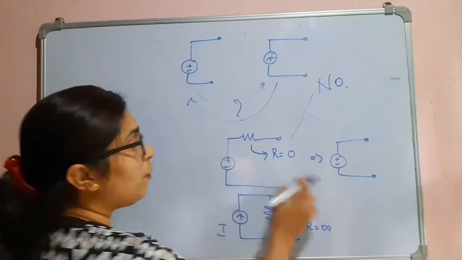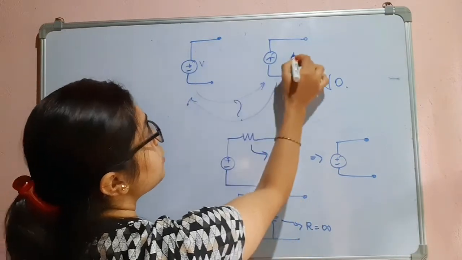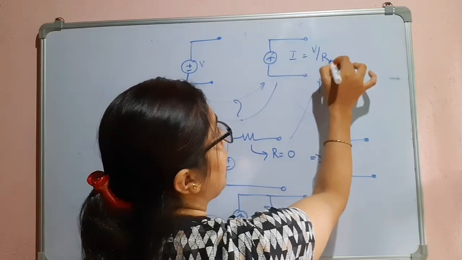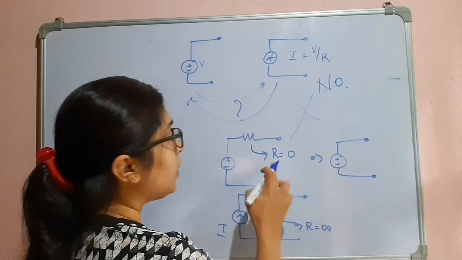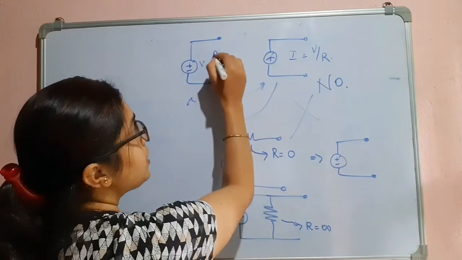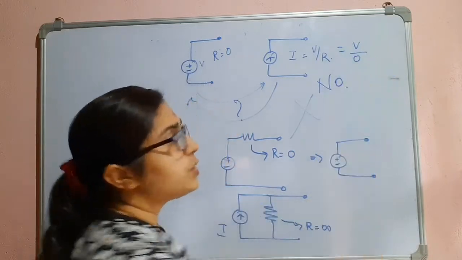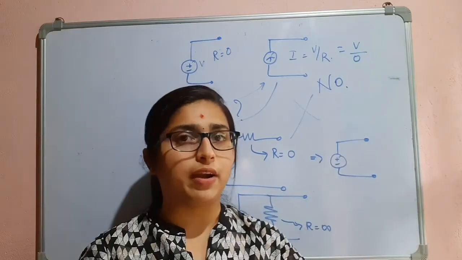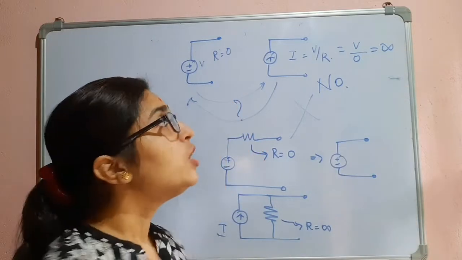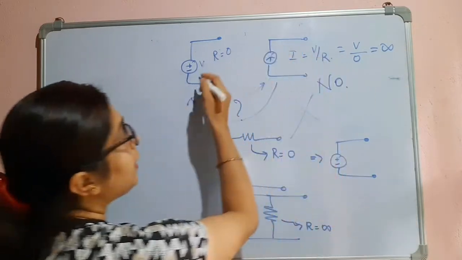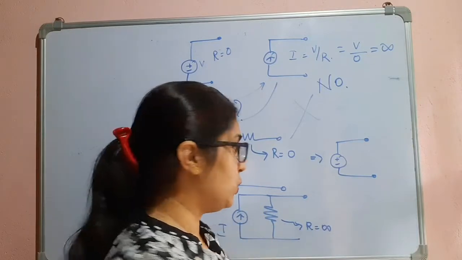Now if I want to convert, here we had V and resistance R, so I equals V divided by R. When there was a resistance, I equals V by R. Now in this case, what is R? R equals 0, so V divided by 0. Something divided by 0 is undefined. We say it is infinity, but actually it is undefined. So we can say that the ideal voltage source cannot be converted to the ideal current source.